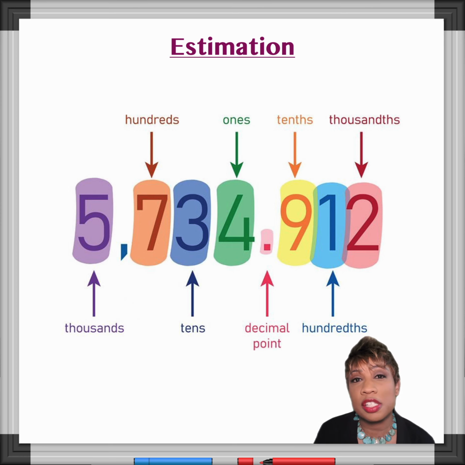So first I want to just go over place value super quick. 4 is in the ones place, 3 is in the tens place, 7 is in the hundreds place, and 5 is in the thousands place.